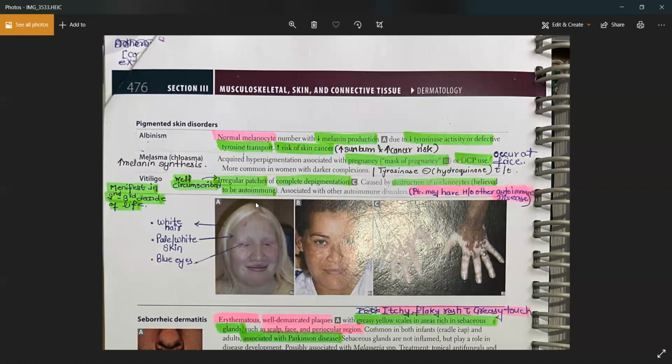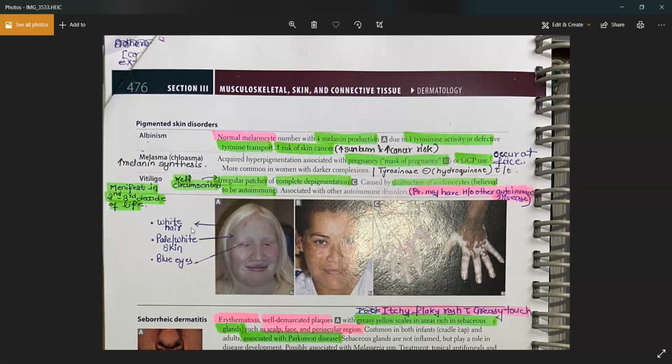Then you have vitiligo, in which you have autoimmune destruction of the melanocytes in some localized areas, and that's why you get localized hypopigmentation of certain areas of your body, right? It presents as irregular patches, and if anyone remembers what a patch is, a flat lesion of less than 1 centimeter. This is the patch that you will get in vitiligo. You will have a complete depigmentation, of course.